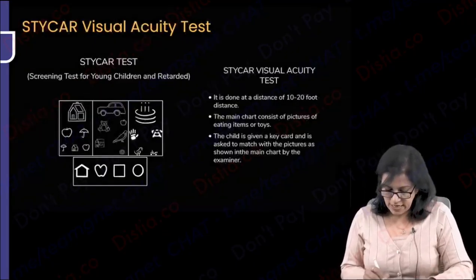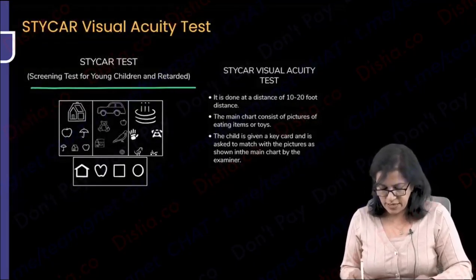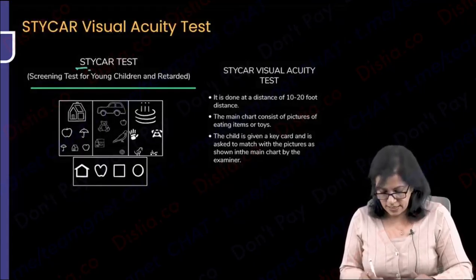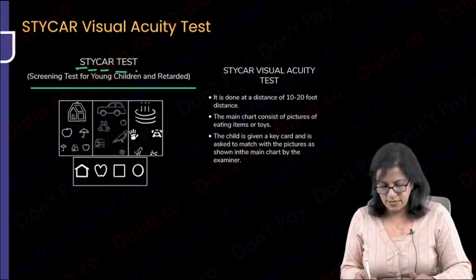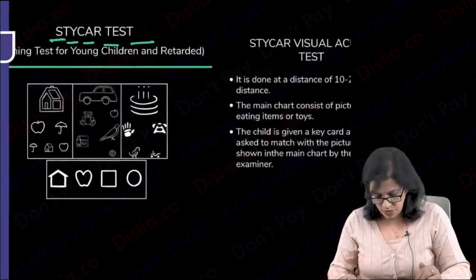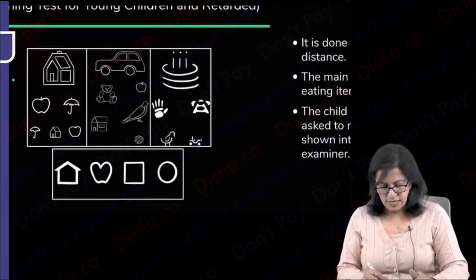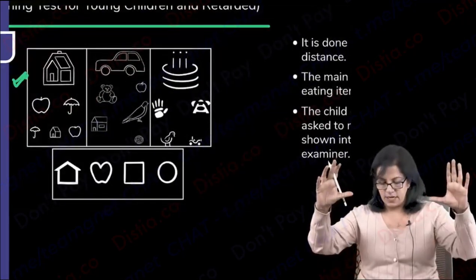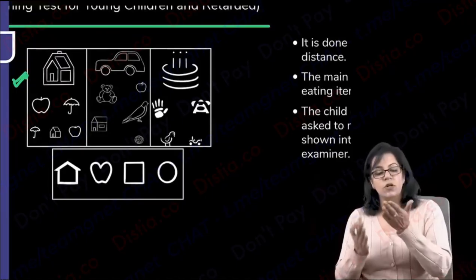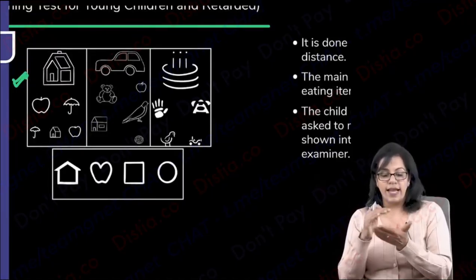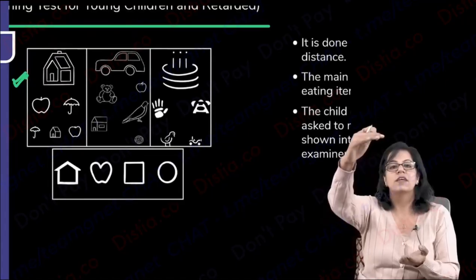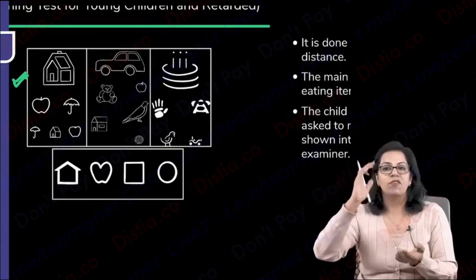So STYCAR here stands for Screening Test for Young Children and Retarded. It is a screening test for young children and retarded. That is called the STYCAR test. So what you do here is, the figures are shown in front on the card, and the child is also given some figures in his hand, and he has to just match that figure with the one in front of him.